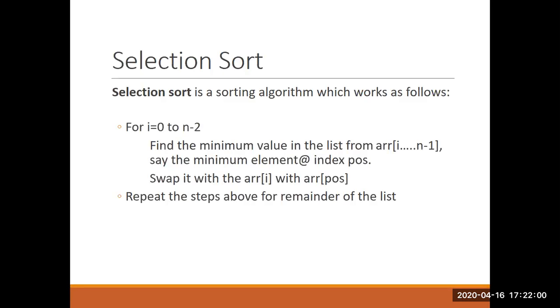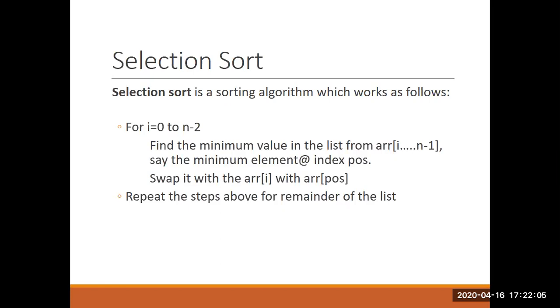Now, in each and every iteration, you have finalized the value of each and every index from 0 to n minus 2. That means automatically the value at index n minus 1 gets finalized. So you have to iterate an outer loop from 0 to n minus 2.